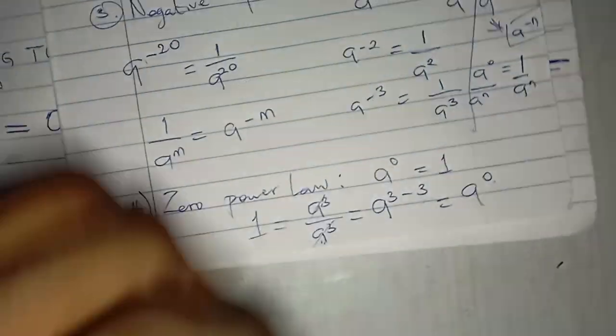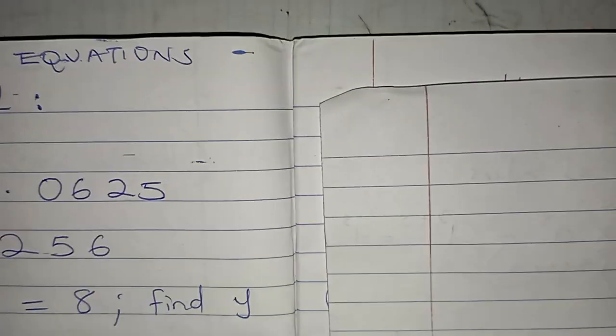The next law is what we call the power law. Number 5.